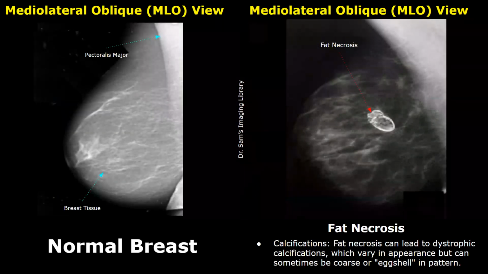This is another case of fat necrosis with calcification. We can see a large calcified mass suggestive of eggshell calcifications.